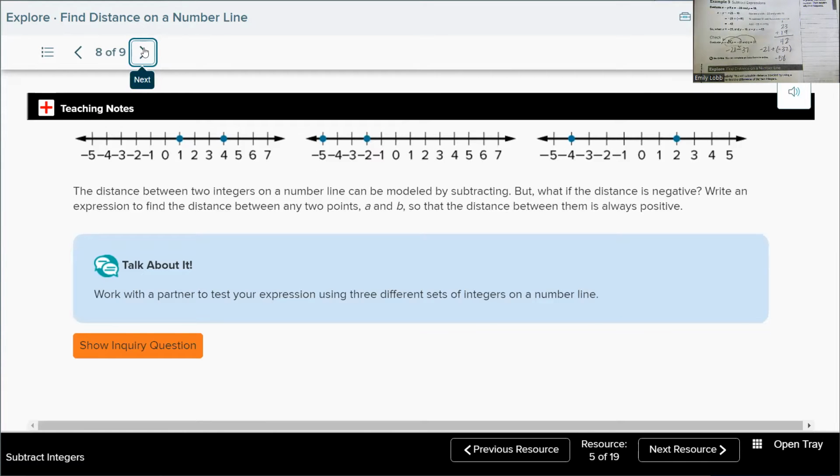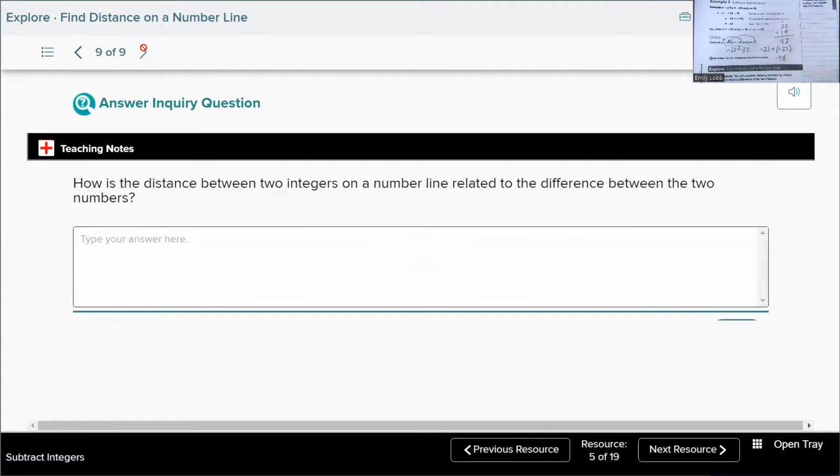All right, so the distance between two integers on a number line can be modeled by subtracting. But what if the distance is negative? So if it's negative, we would have to take the absolute value of it. So could we always just take the absolute value of two numbers subtracted? Yeah. So I think that could work. I think that's gonna help us a little bit. Hopefully that didn't confuse you too much more.